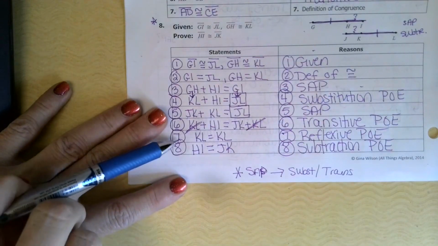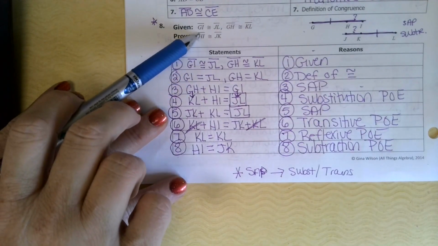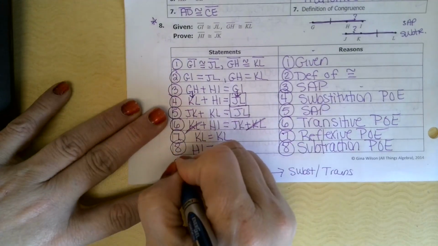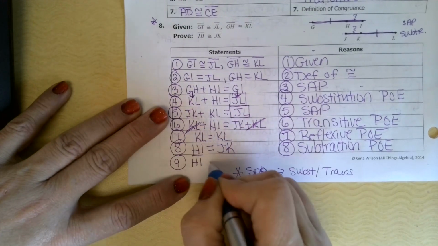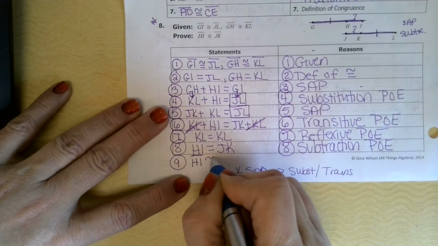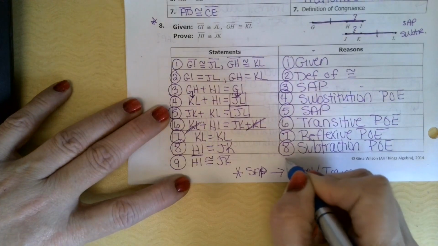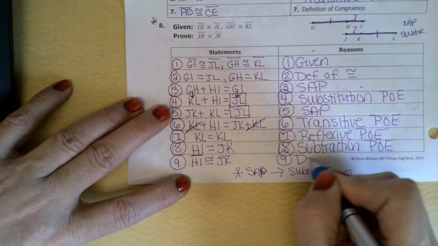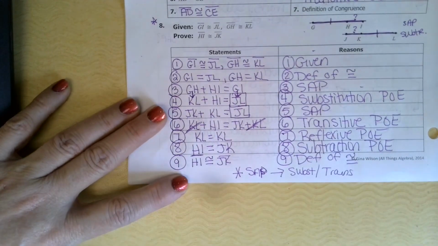I added step 7 in, so we're going to need a step 9 to finish the proof because this is what we're trying to get to. So step 9 is put the congruence back in there. Remember, something on top, something on top. And that is definition of congruence. Okay.